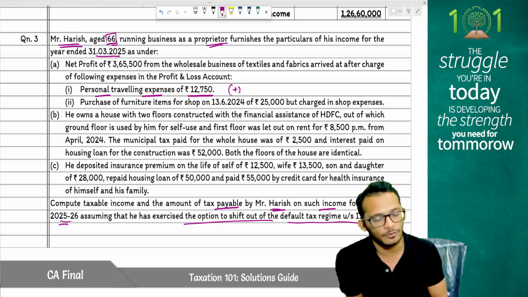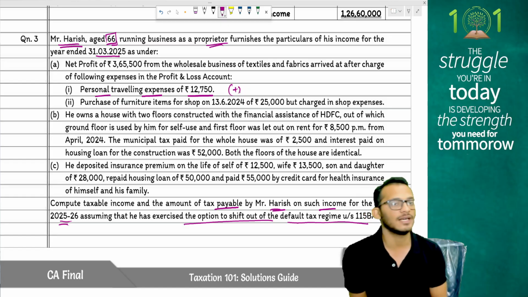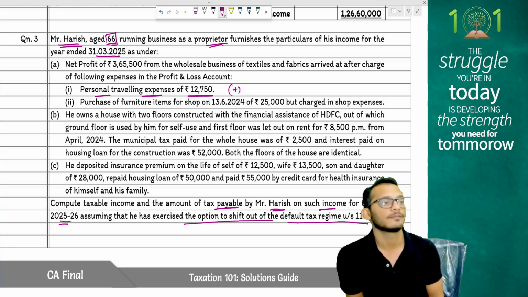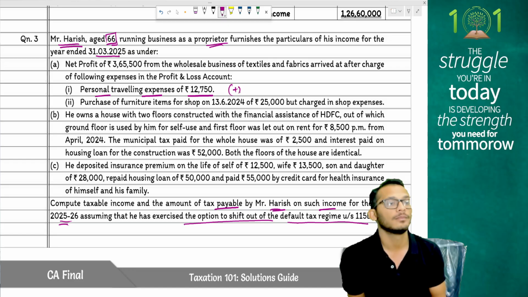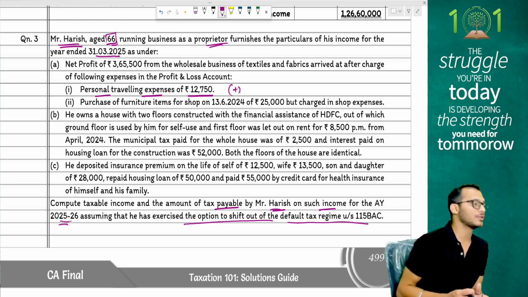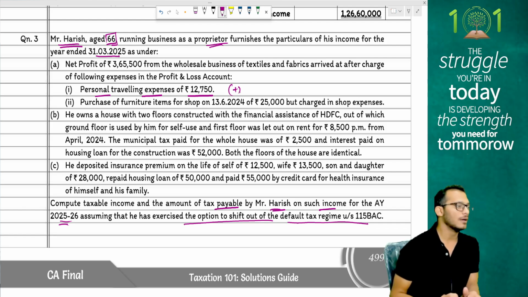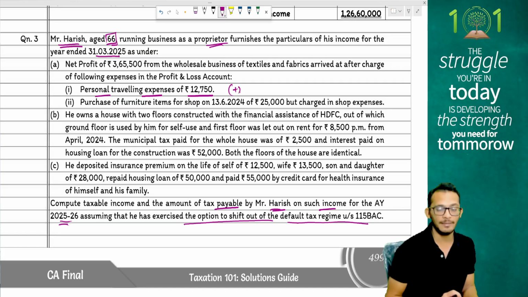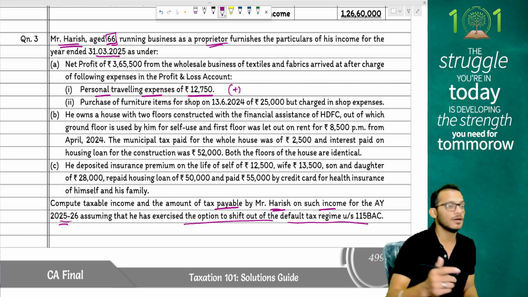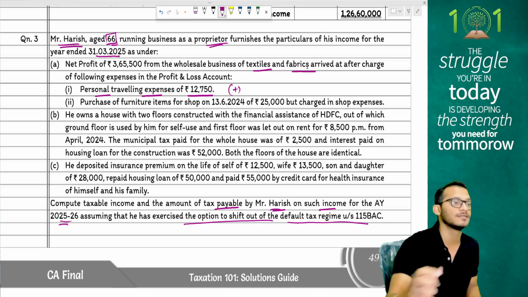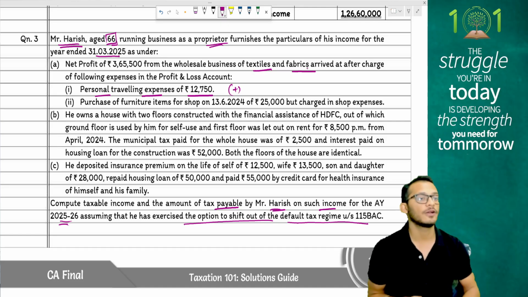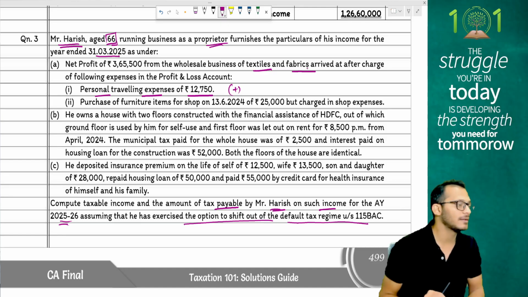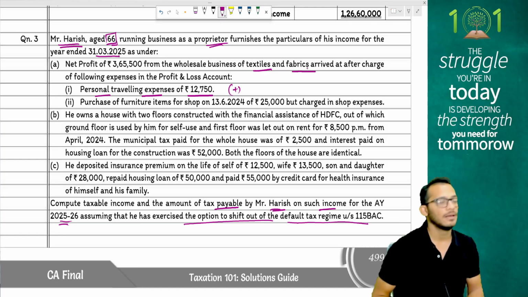Next, a purchase was made of furniture for a shop on 13th June 2024 for 25,000 rupees, but it is charged in shop expenses. What is happening here? Priority number one when it comes to disallowances is to check whether it is capital or revenue. Looking at the item itself, it is capital, because my business is textile and fabrics. Furniture is not my stock in trade. Therefore, I have purchased a capital asset. I have charged it fully to P&L.